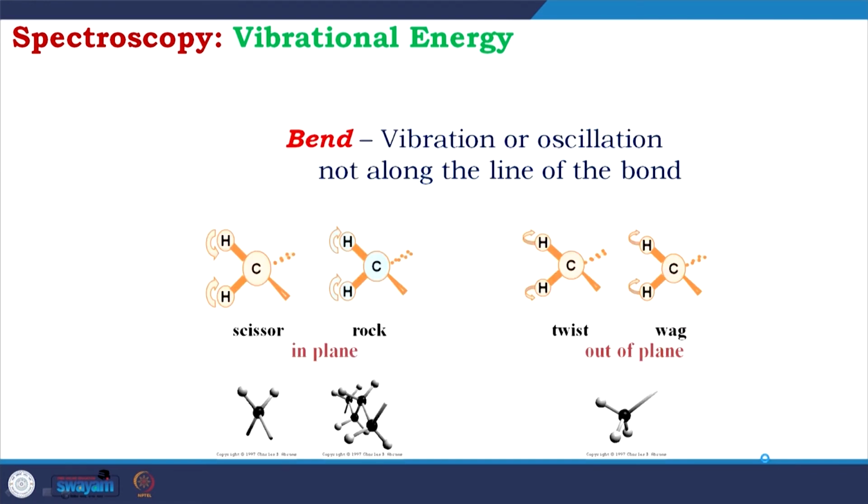And then bending vibration or oscillation, not along the line of the bond. Those in plane are called scissor and rock; out of the plane they are called twist and wag. These animations help you understand the difference between scissor, rock and twist.